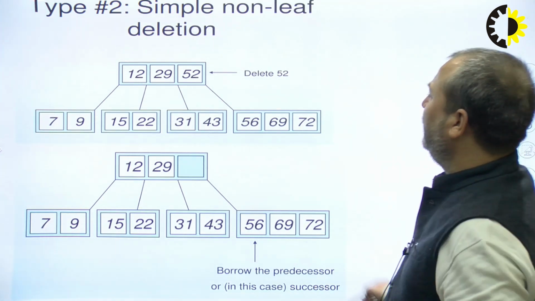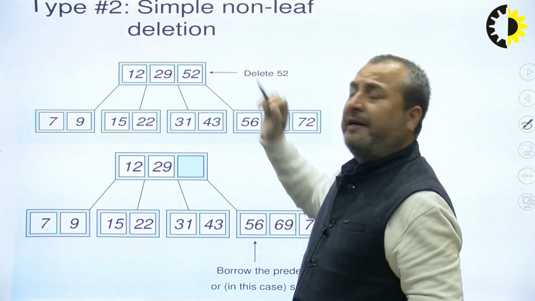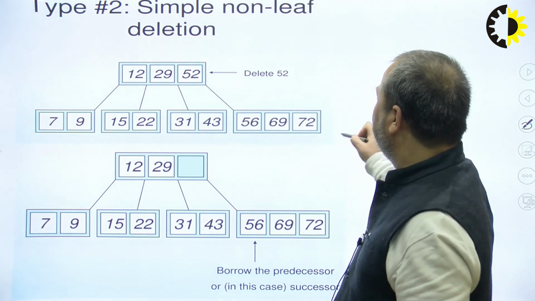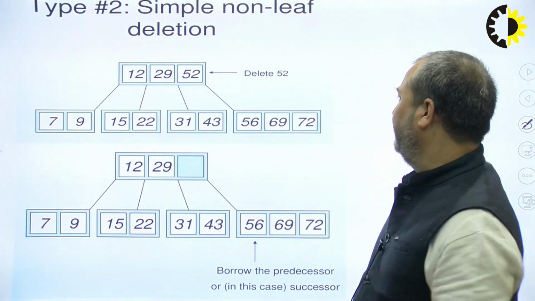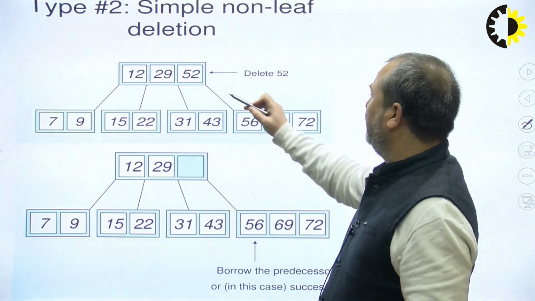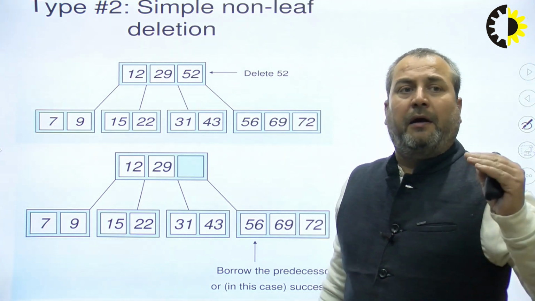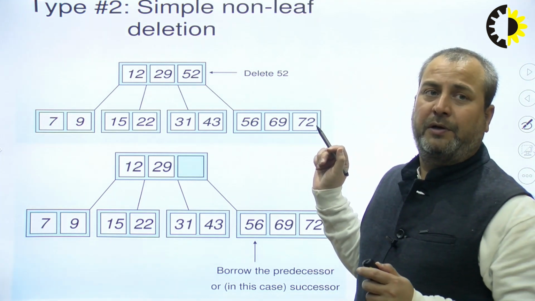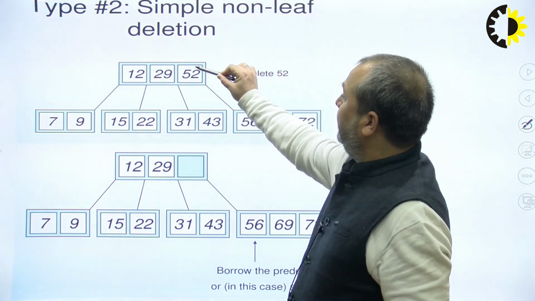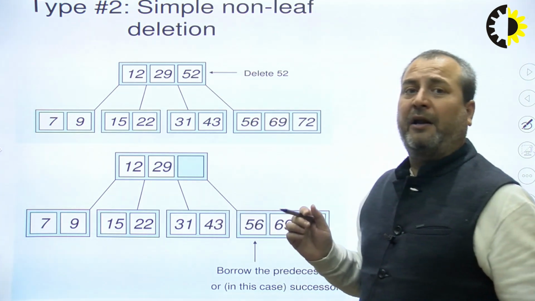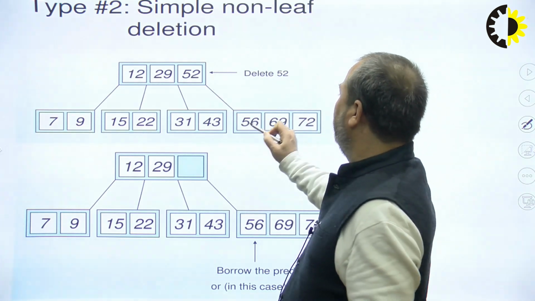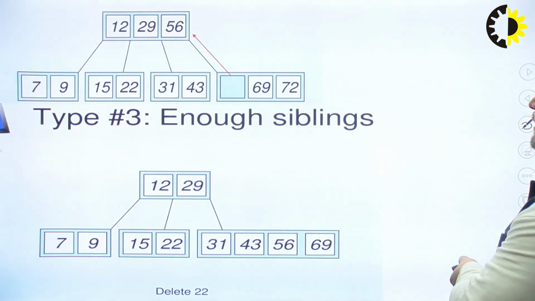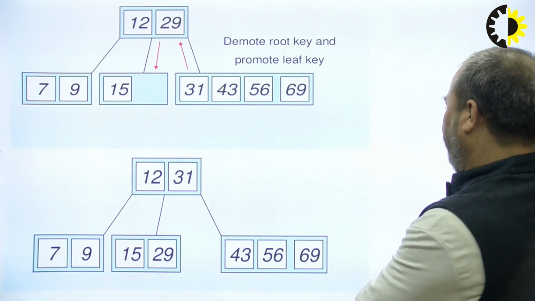Delete 52. 52 is in a root node, or you can say an internal node. This is not a leaf, so we can replace it with the minimum value of the successor. Okay, like this. A value from a leaf node can always be removed. If you want to remove a value from an internal node, it is just replaced. So 52 will be replaced with 56. Okay, like this. These are the steps given. You can easily find out how it can be deleted.